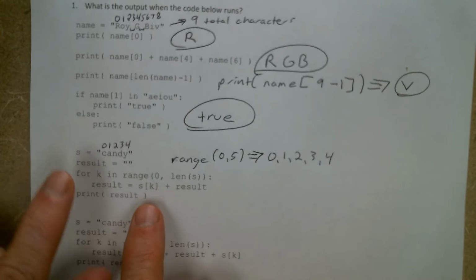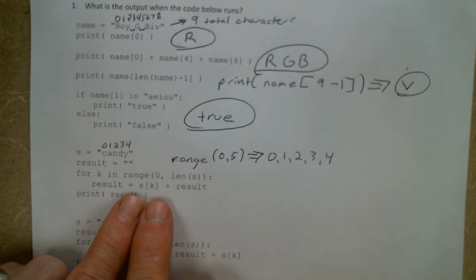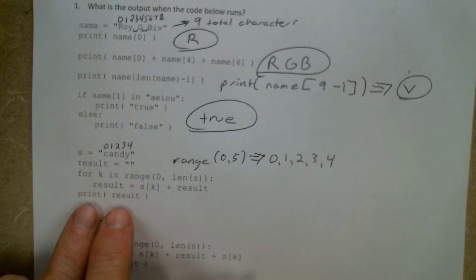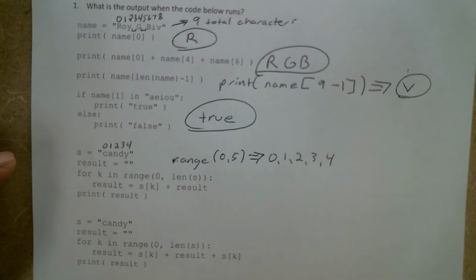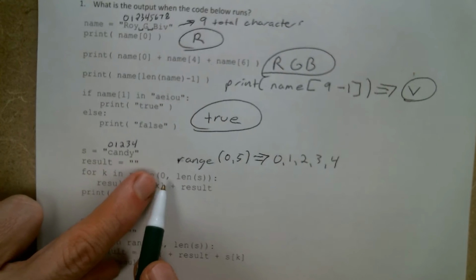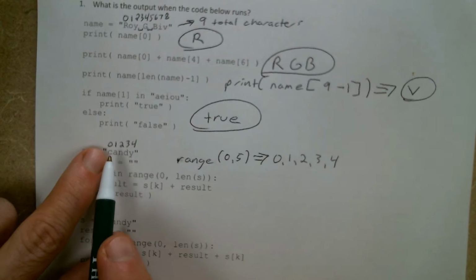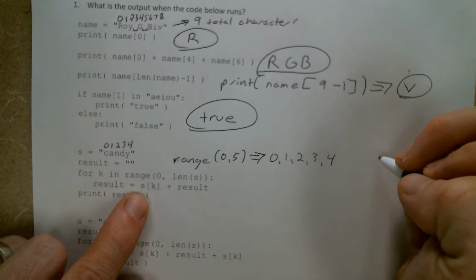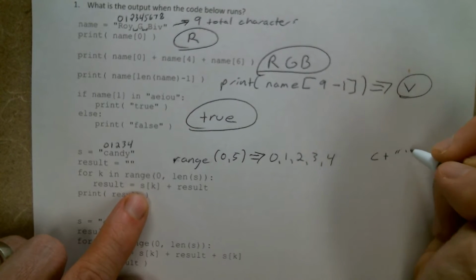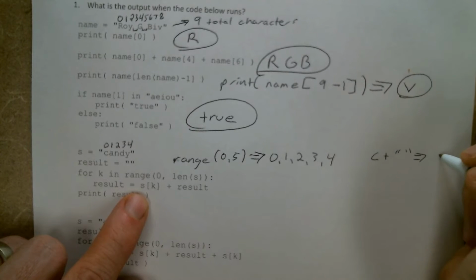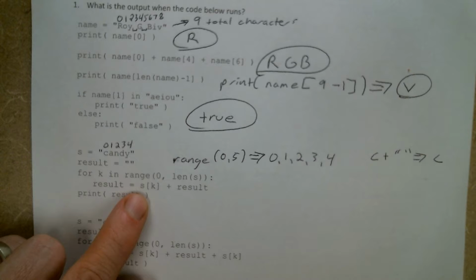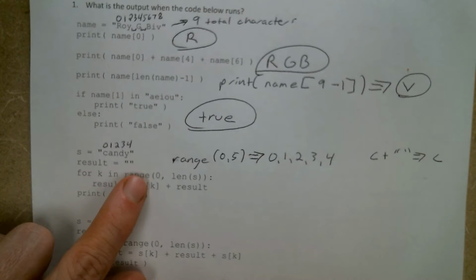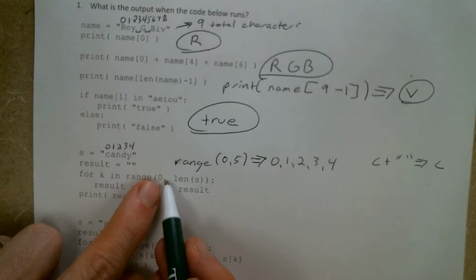All right, now let's take a look at what's actually happening here. We're saying S with an index of K plus result. And then when the loop is over, we're going to print out what we get. So let's just go through this one character at a time. When the loop starts, we're going to be at index 0, which is a C. So we're going to be doing C plus result, or C plus the empty string, and that's just going to give us C. Then we're going to go to the next index in our loop, an index of 1.